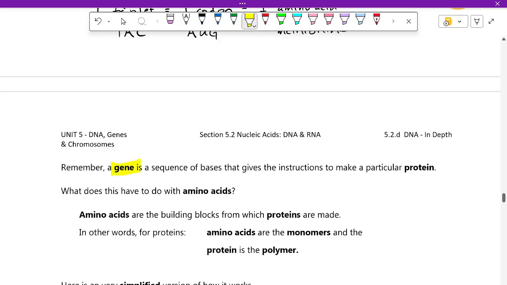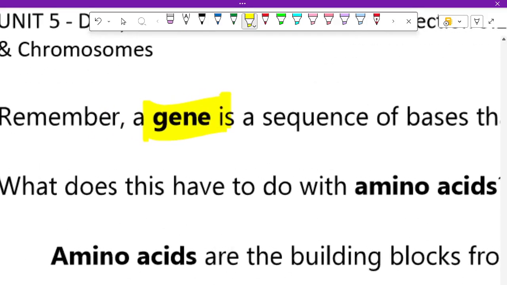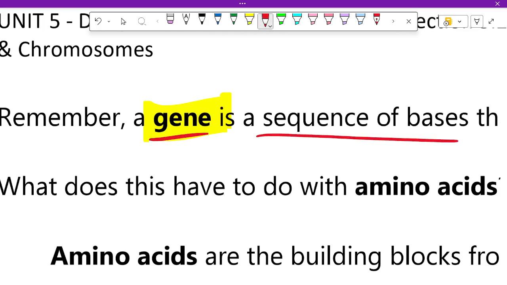So, genes. What is a gene? Tell your partner, what is a gene? So if you got one gene, what does it code for? It gives you the code to make what?